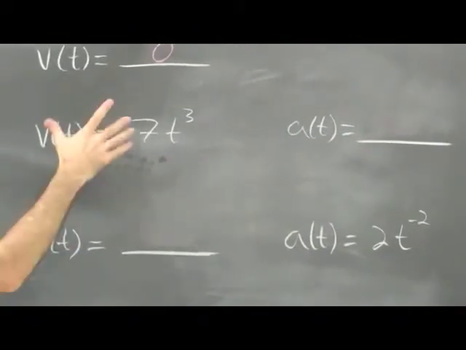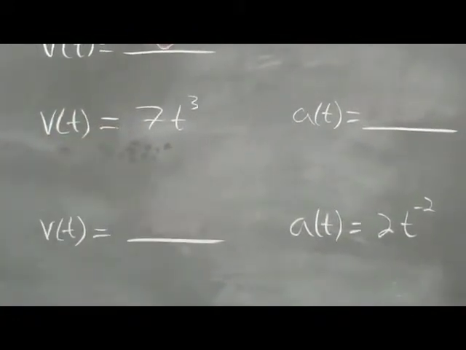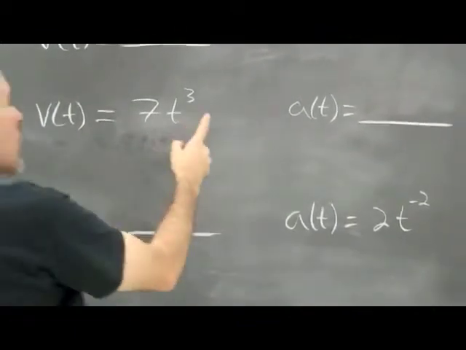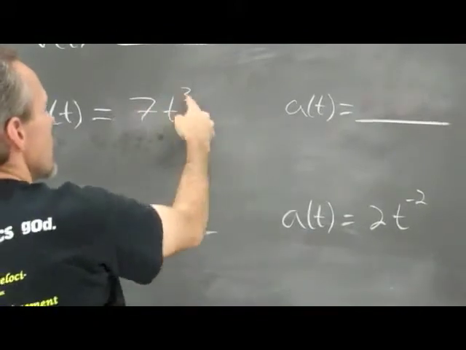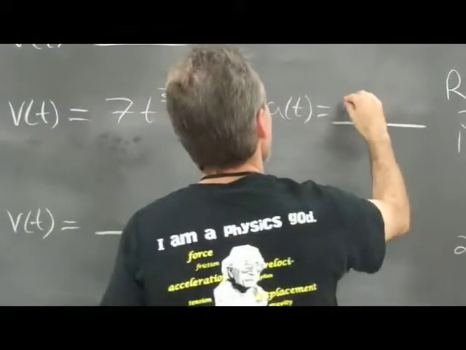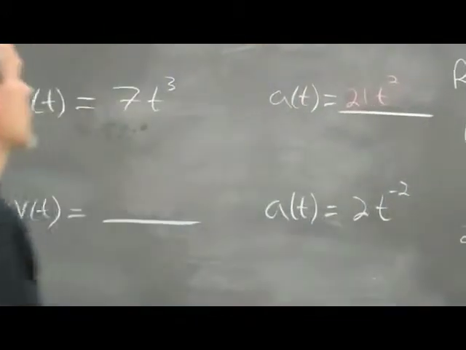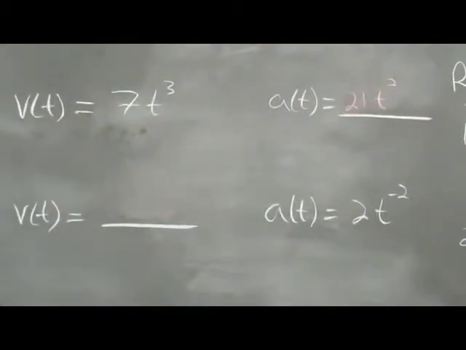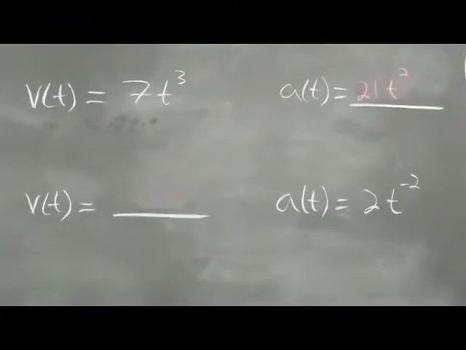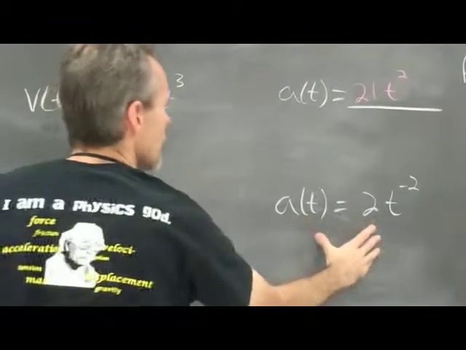For the next one, we're given the velocity as a function of time, and I want to find the acceleration. Well, I know that the slope of the velocity time graph gives me the acceleration, also called the derivative. So, following the rules for derivation, I take 7 times the old exponent, and I get 21, and decrease the exponent by 1. So it's 21t squared.